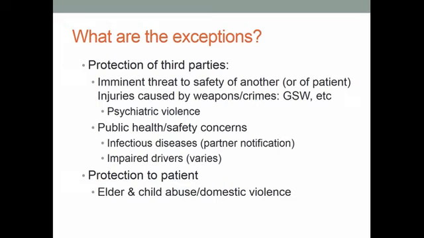And in addition to the trauma kinds of threats are the public health and safety considerations. Infectious diseases, particularly sexually transmitted diseases, require partner notification, and impaired drivers, although that kind of reporting varies from state to state. The second important category of exceptions are when there is a more important right of the patient themselves at stake. This is particularly true with vulnerable patients. So elder abuse, child abuse, and domestic violence are all reportable exceptions to confidentiality.